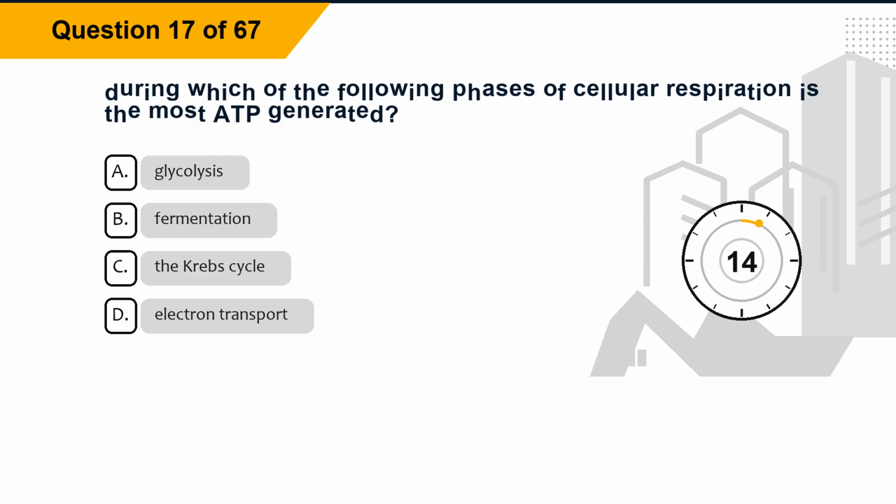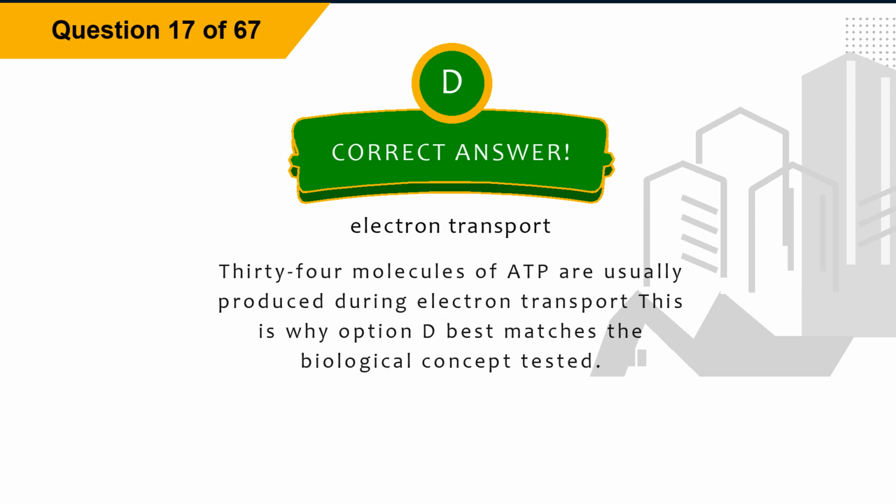Question 17. During which of the following phases of cellular respiration is the most ADP generated? Option A, glycolysis. Option B, fermentation. Option C, the Krebs cycle. Option D, electron transport. The correct answer is option D, electron transport. Explanation. 34 molecules of ATP are usually produced during electron transport. This is why option D best matches the biological concept tested.